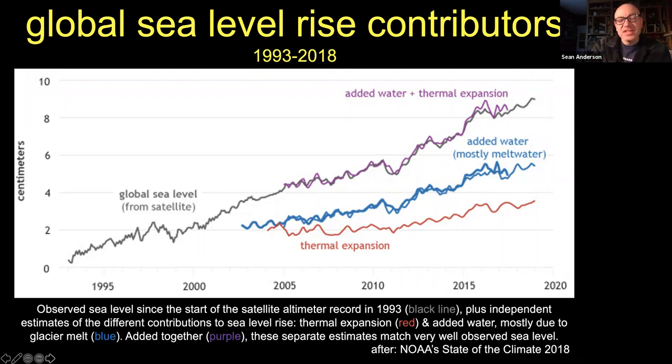Okay, so let's orient ourselves. On the x-axis, we have time. On the y-axis, we have the elevation of the sea, and in particular, the deviation of the sea from the early 90s. And so the level of the global ocean is zero in 1993 for purposes of this figure.